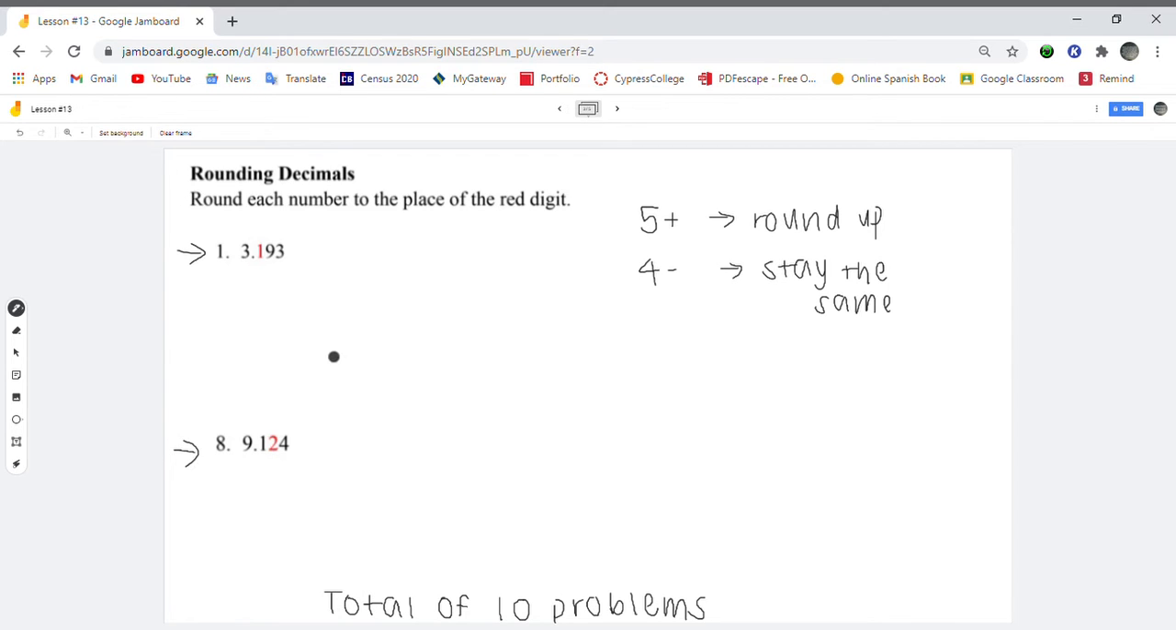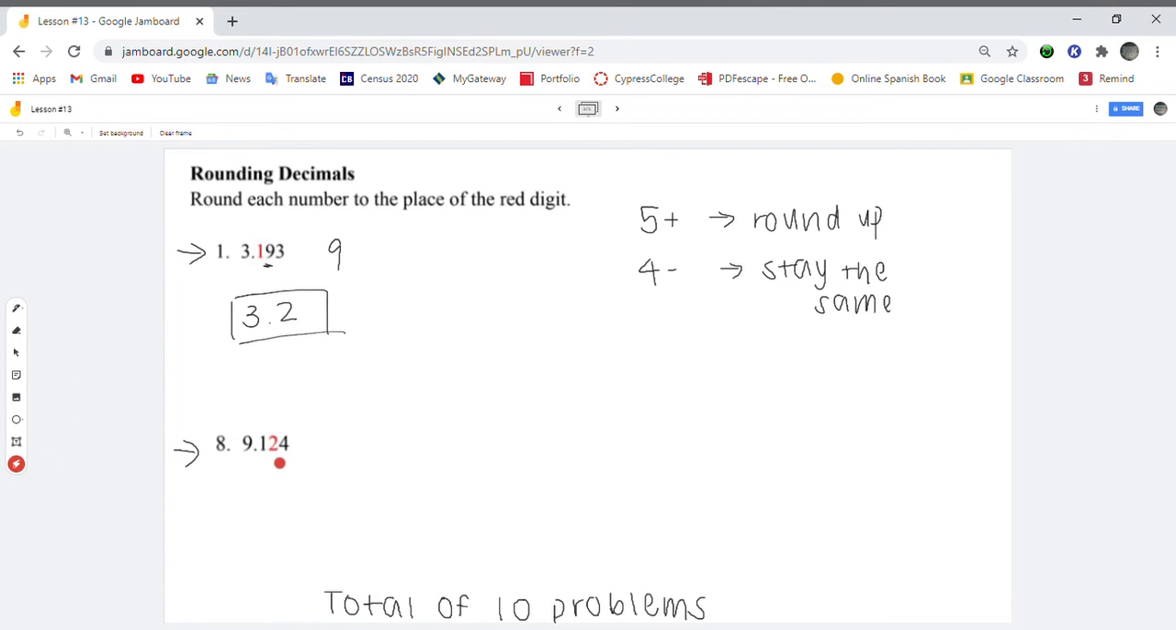So I'm going to show you number 1 and 8. Number 1 is 3.193, and the number after the red 1 is 9. And we know that 9 fits in the first category because 9 is greater than 5. So we're going to round the red digit up. So 3.2 should be your rounded answer.